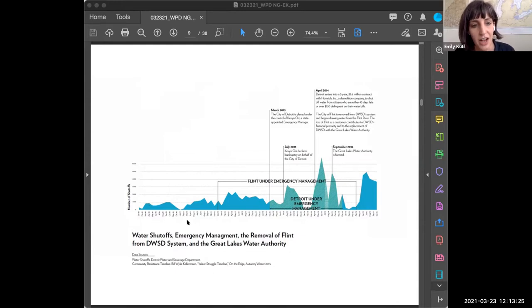So here what you're seeing is a timeline of water shutoffs from 2010 to 2015. It captures the period at which mass water shutoffs really became amplified in Detroit. You can see that this is the same time period when Flint was under emergency management. Right after the emergency manager of Detroit, Kevin Orr, declares bankruptcy on behalf of the city, water shutoffs skyrocket. And so we've seen this pattern of extreme increases in water shutoffs every summer since then.